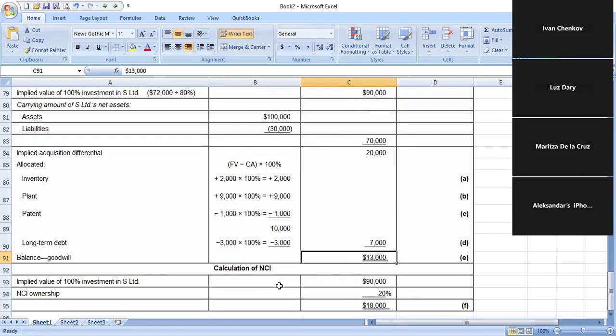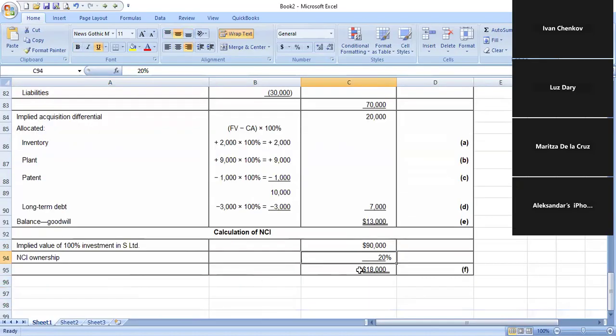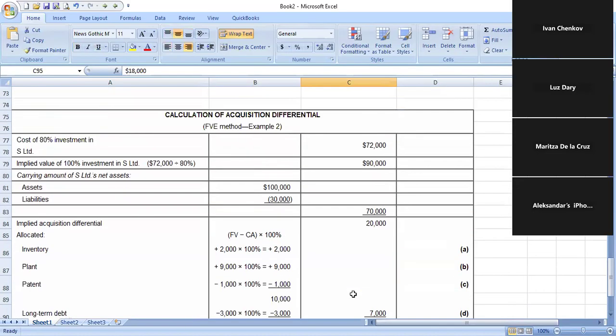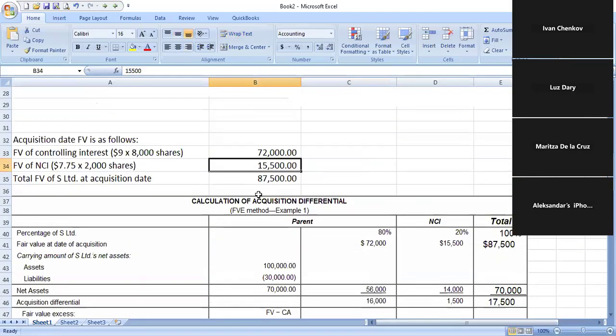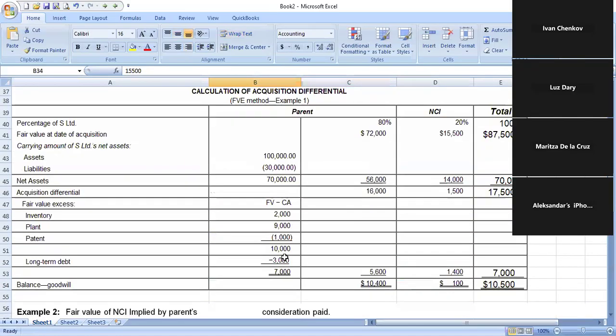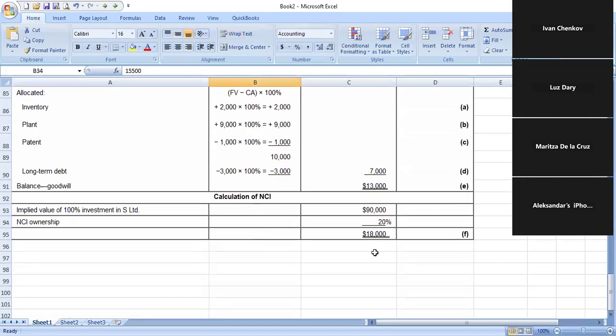So how are we going to get the non-controlling interest? From the implied amount, since we don't own 20%, the non-controlling interest in this case will be $18,000. That is our calculation, 18,000, whereas in the first case the non-controlling interest was 15,500. And that's how we deal with this situation.